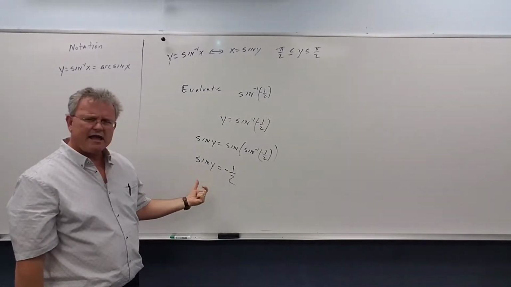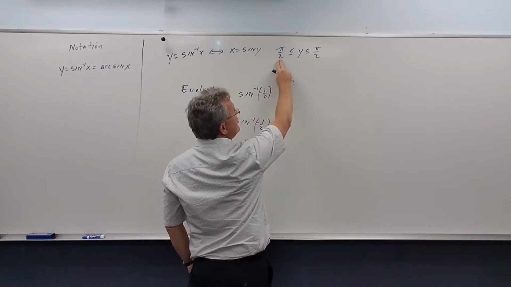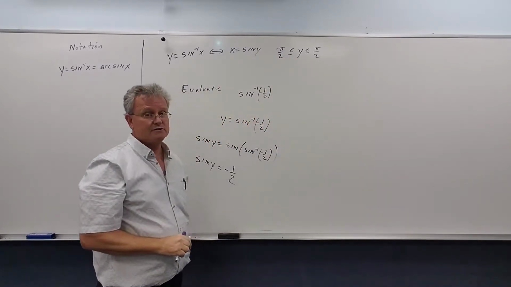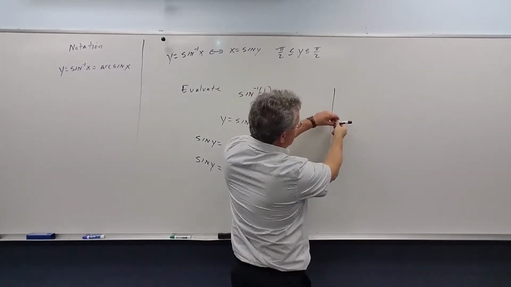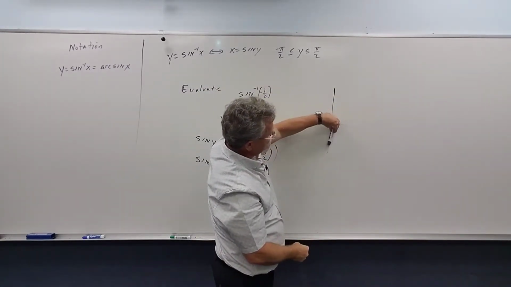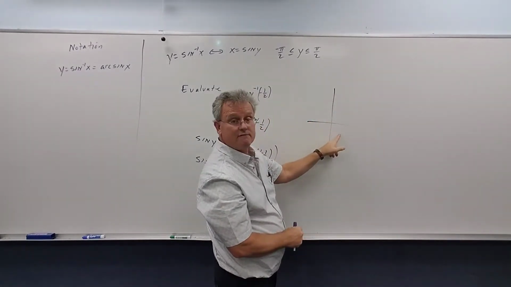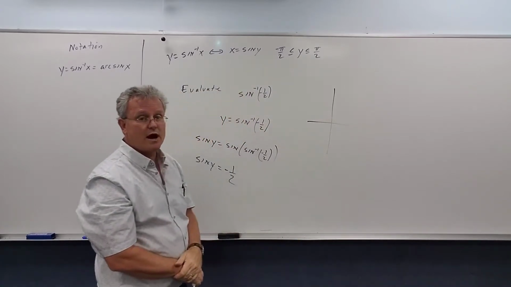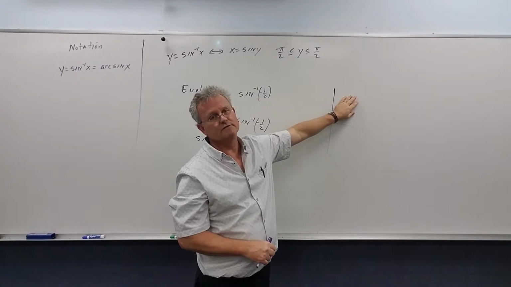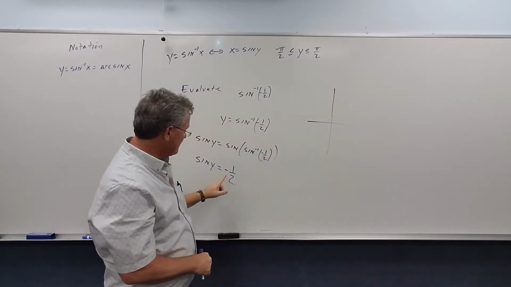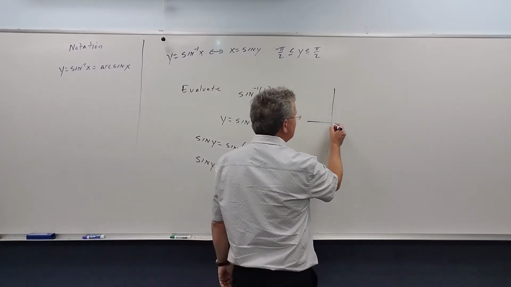So now what is y equal to? Keep in mind our answer has to be between negative 90 and positive 90. So in other words, negative 90 is down here, positive 90 is up here. Our angle is either in the fourth quadrant or the first quadrant. All of our trig functions are positive in the first quadrant. In order to get a negative answer, it's got to be in the fourth quadrant.